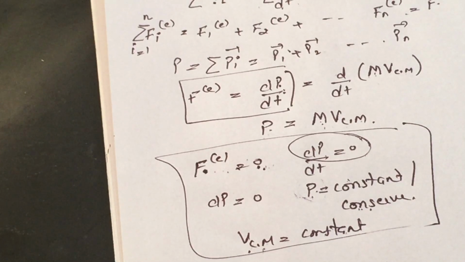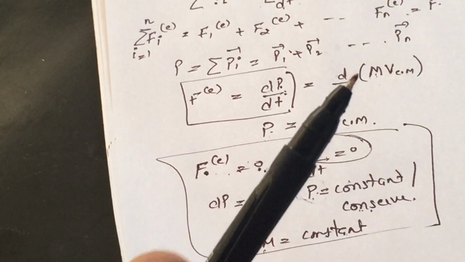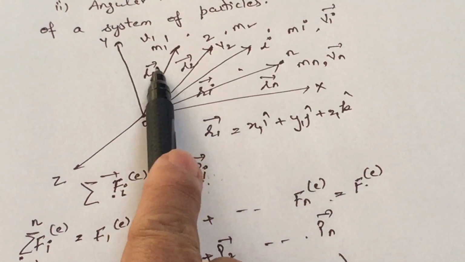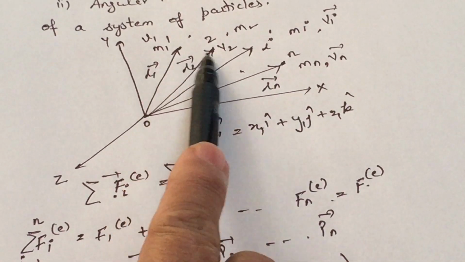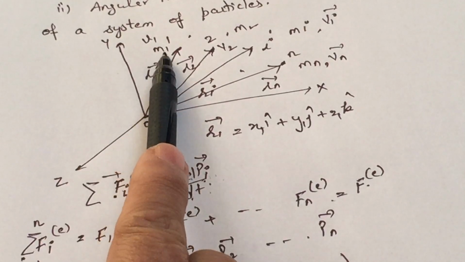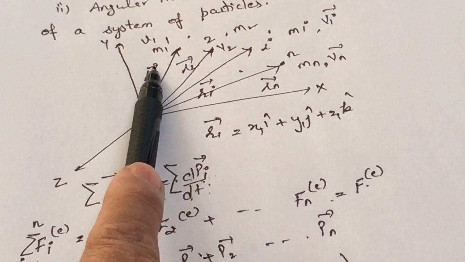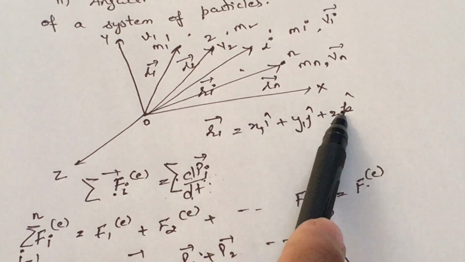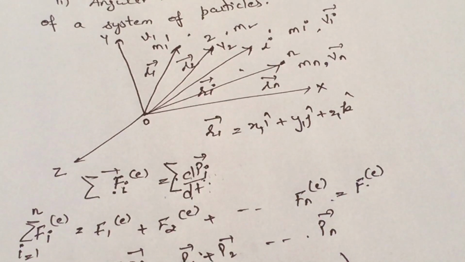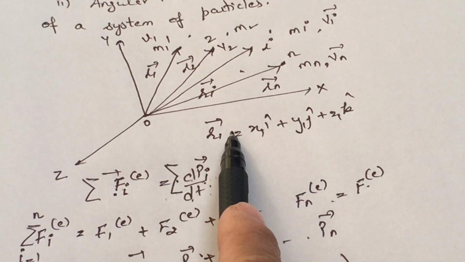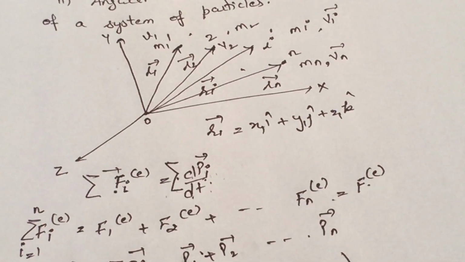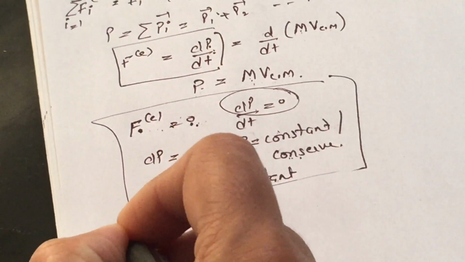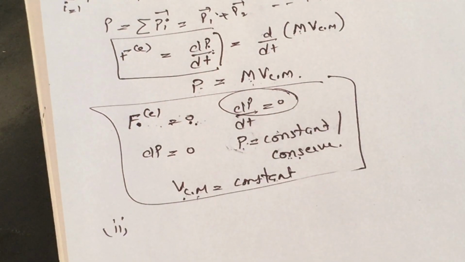Again, we are considering the same system as we considered in the earlier derivation, where we have taken n number of particles having masses m1, m2 up to mn, velocities v1, v2 up to vn, and the position vectors represented by r1, r2 and rn, which are given with the help of the coordinates along the x-axis, y-axis and z-axis. In the same way, we can represent r2, up to the position vector rn. Now we are moving toward our second derivation, that is the law of conservation of angular momentum.